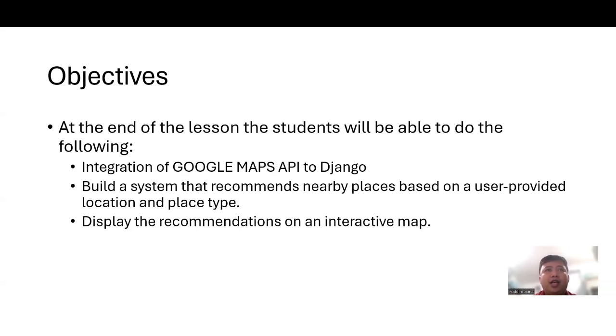At the end of the lesson, the students will be able to do the following: integrate Google Maps into Django, build a recommendation system by searching nearby places based on a user-provided location and place type, and display the recommendations on an interactive map.